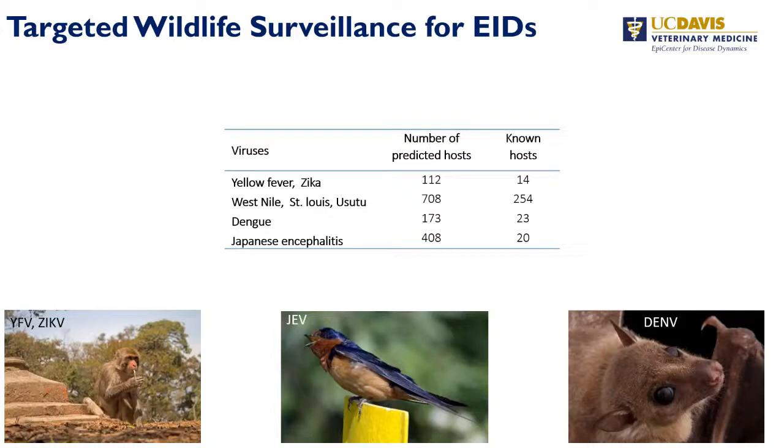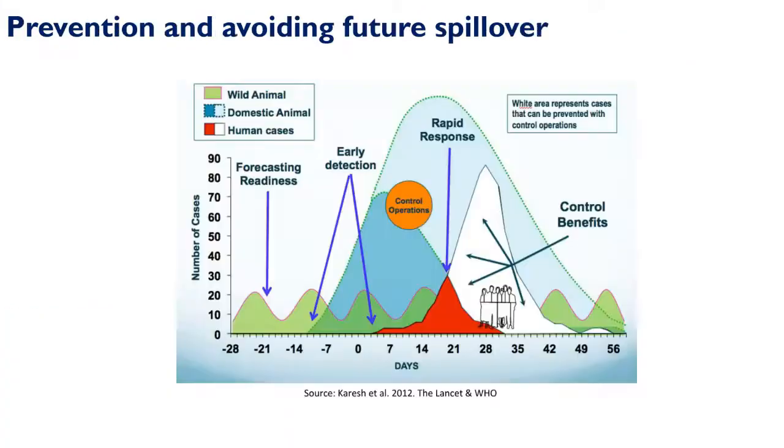Similar to this predict project, there is now talk of developing a global biome project, where we can go out in the wild and sample all the species and try to detect all the viruses within those species. It sounds ambitious, but I think similar to 20 years ago when the human genome project was declared, that sounded ambitious as well. And hence trying to do such endeavors might not be a bad idea in the future. For that, we really need to start developing targeted wildlife surveillance for emerging infectious diseases.